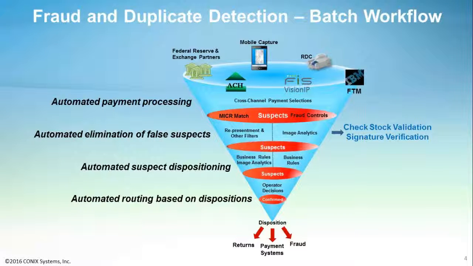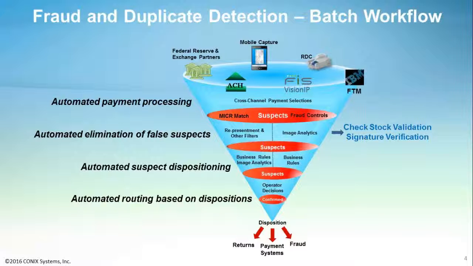The funnel chart illustrates how we streamline the process of identifying and dispositioning the true dupes and fraudulent items from the various payment sources. The payments are ingested into the system's high-performance database, where duplicate suspects are identified via micromatching, and fraud suspects are identified via the user-defined fraud controls. For duplicate detection, representments are removed via integration with the outgoing return system or X9 Inspector. User-defined filters are applied to screen out any recurring false positives.